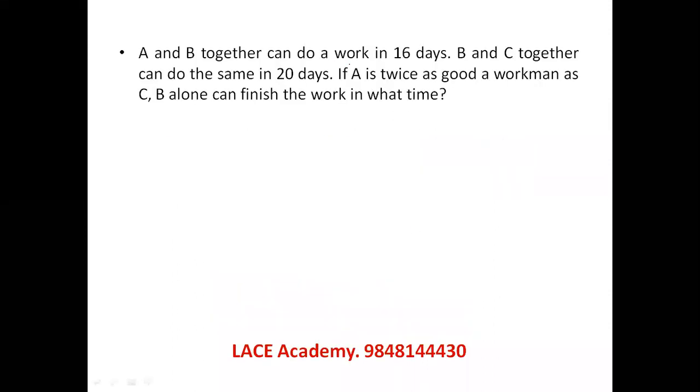A and B together can do a work in 16 days. B and C together can do the same work in 20 days. If A is twice as good a workman as C, that means A's efficiency is 2 times C's, I can straight away say A and B together have an efficiency of 1 by 16, and B and C together have an efficiency of 1 by 20. Now we know that A is 2 times C. So instead of C, I can directly say C is half of A, so B plus half of A has efficiency of 1 by 20, which actually comes to 2B plus A is equal to 1 by 10.